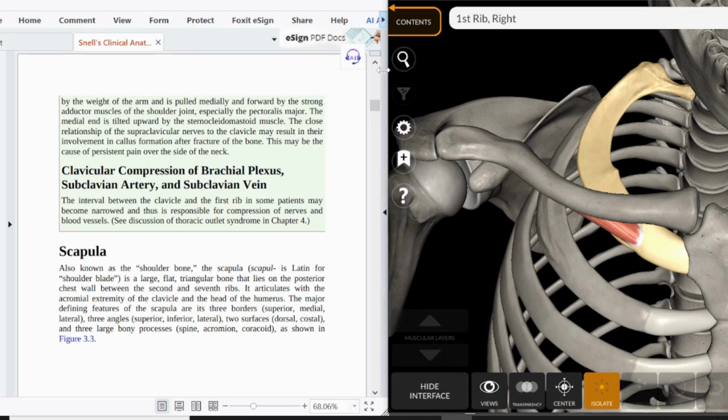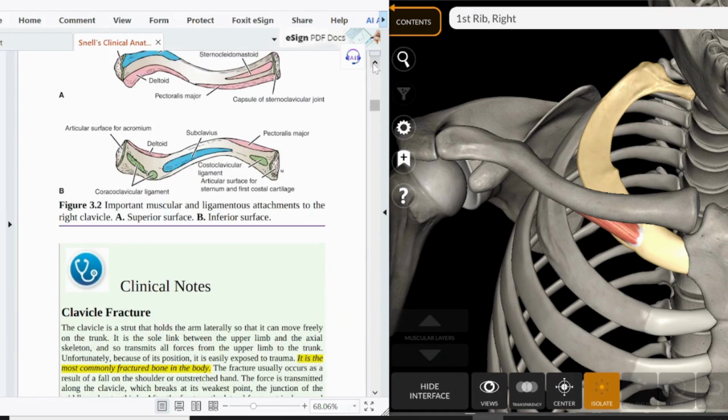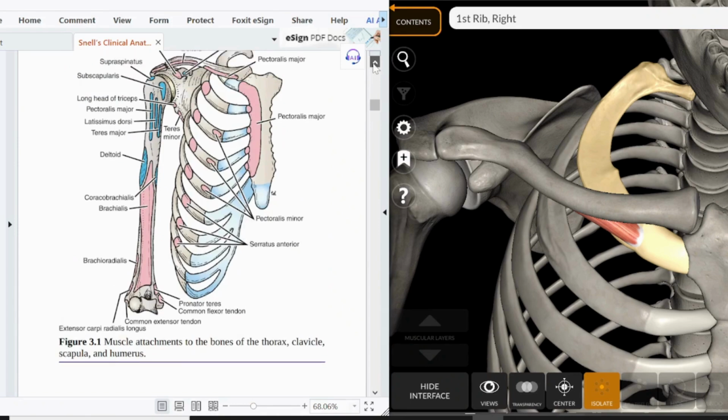So, I guess that's it for the clavicle. We'll be studying different topics in detail later.